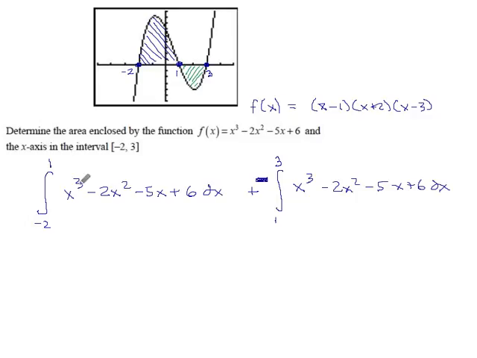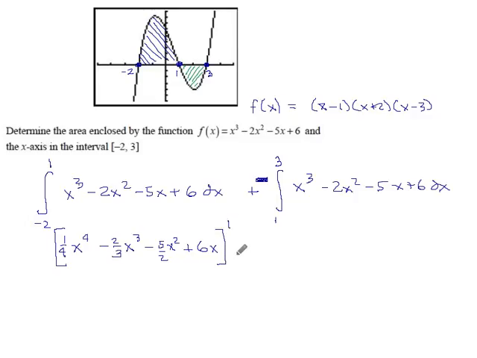So, I guess we need an antiderivative here, don't we? The antiderivative will be power goes up by 1, divide by the new power, and then power goes up by 1, divide by the new power, power goes up by 1, divide by the new power, and this has a power of 0, so we've got 6x to the 1 divide by the new power. And I'm going to leave off the c because it's a definite integral, so the c's would just cancel anyway. So that is our antiderivative.